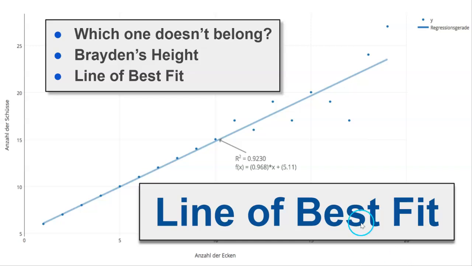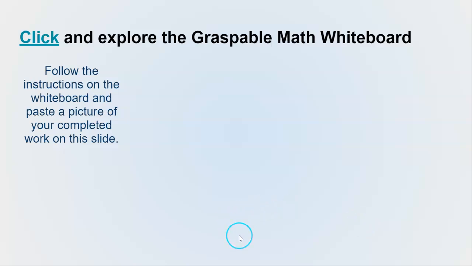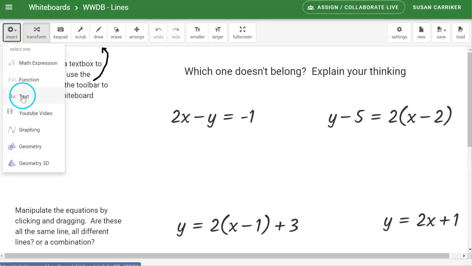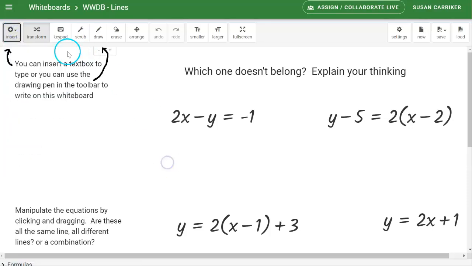Let's start with a Graspable Math whiteboard. On the slides, the first slide tells them to click here and follow the instructions in the whiteboard. They have options. They can draw and they can type text. They can insert a text box and type in it. They can also type over the text in the text box that is already here if they want to. But they do need to indicate which one doesn't belong and why.